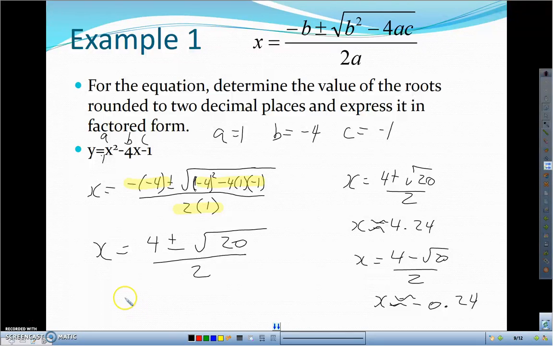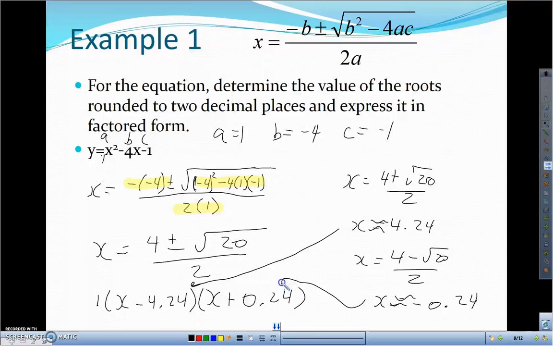And what this did say is express it in factored form. So in factored form it's a times x minus r1 times x minus r2. Our a value is 1. So 1 bracket x minus 4.24 bracket x plus, because the minus turns plus, 0.24. And if you're not too sure where those numbers are coming from, this one's coming here. That's one of the roots, and this is another root.